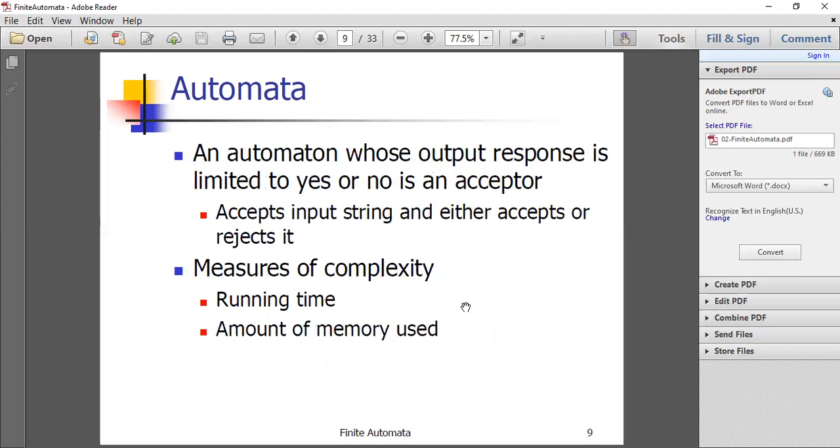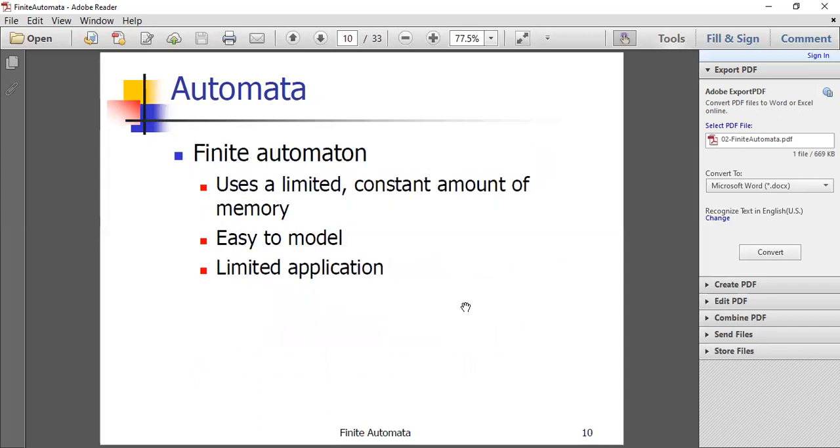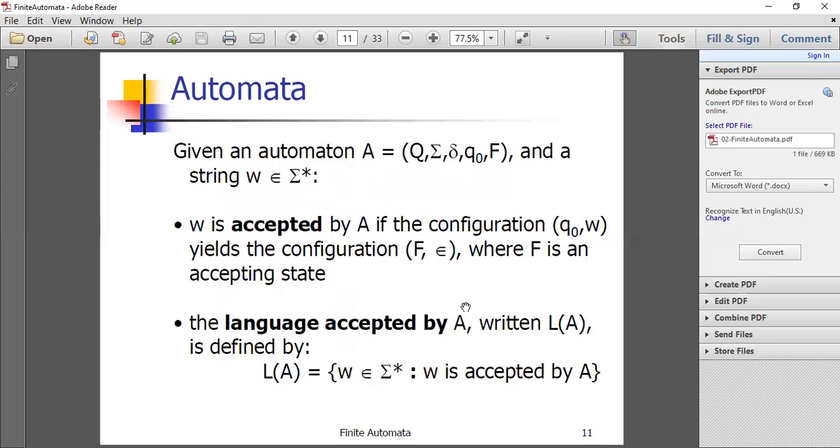An automaton whose output response is limited to yes or no is an acceptor. It accepts the input string and either accepts or rejects it. It measures the complexity, that is nothing but running time and the amount of memory being used by the transition diagram. So finite automaton also uses a limited and constant amount of memory, which is very easy to model, and which has limited applications.